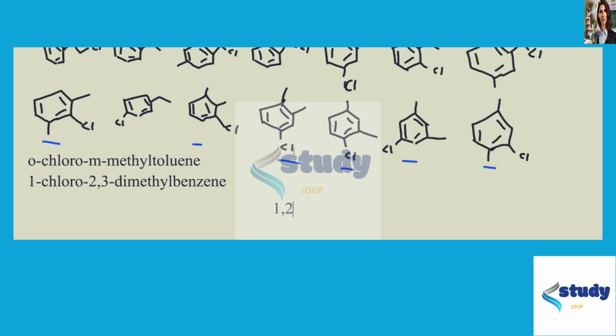So we have a 1,2-dimethylbenzene. But then remember, C comes before M, so chlorine comes first. So 4-chloro-1,2-dimethylbenzene. For this one right here.